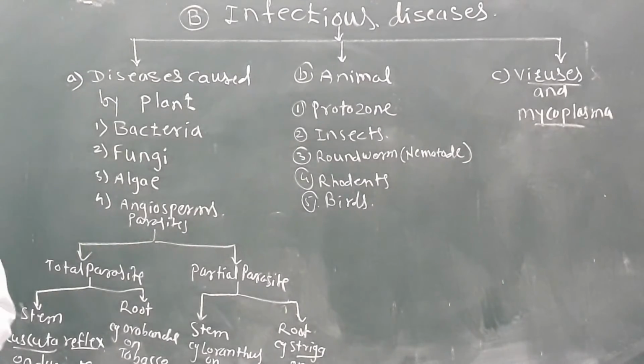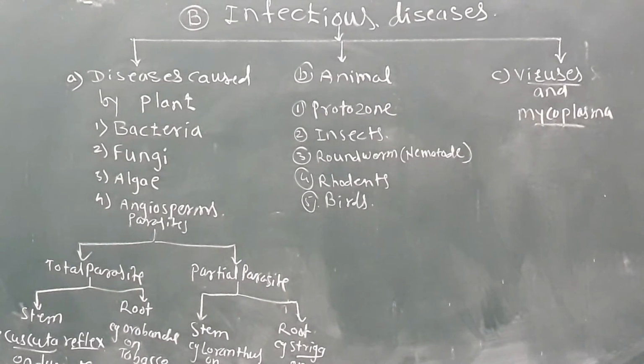Then insects: there are so many insects that can also be responsible for producing diseases. Insects like leafhopper, grasshopper, beetles, aphids can be responsible for producing several diseases.